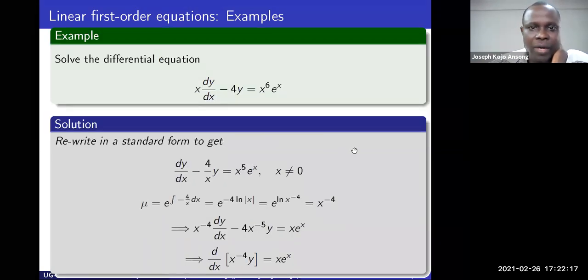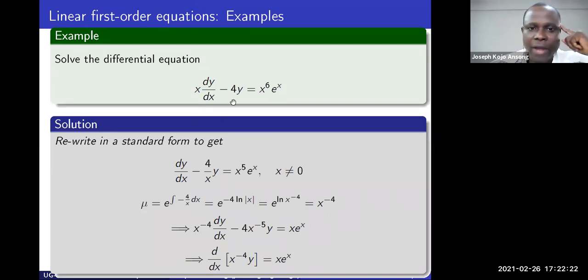Let's do another one. We have x dy dx minus 4y is equal to x to the power 6 multiplied by e to the power e to the x. Now, this is not in standard form, so you don't know if it's linear or not. So rewrite it to look like a standard first order linear equation.